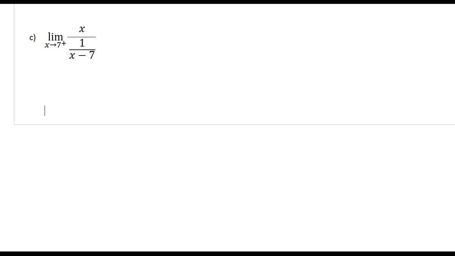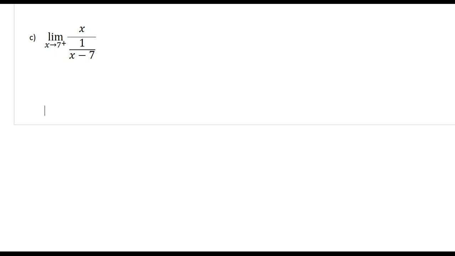Now let's take a look at this function here. We've got the limit as x approaches 7 from the right of x divided by 1 divided by x minus 7. Now most of you would probably look at this and say, why would you ever write this that way? And you're probably right, but sometimes these things come from applications or various other places, and so you do kind of need to know how to handle this sort of situation.